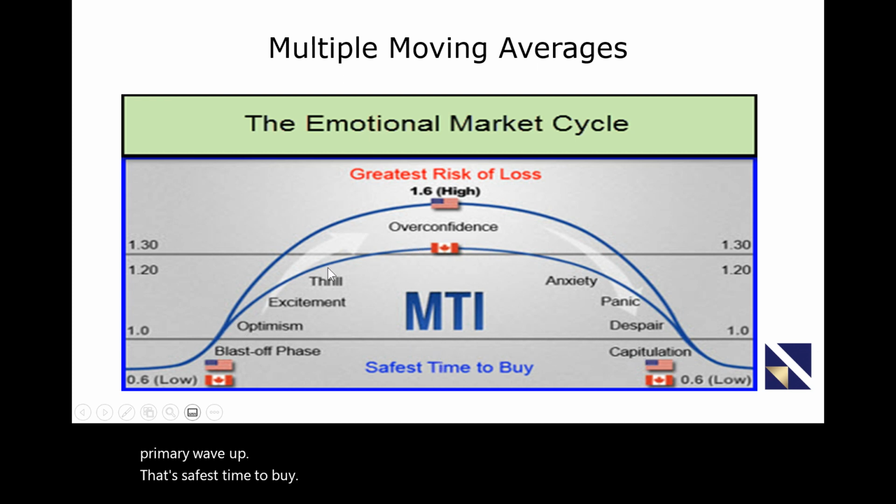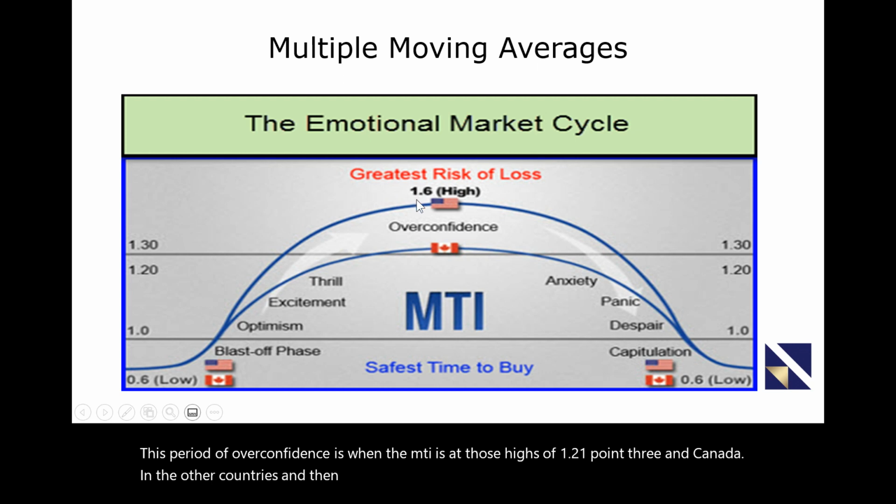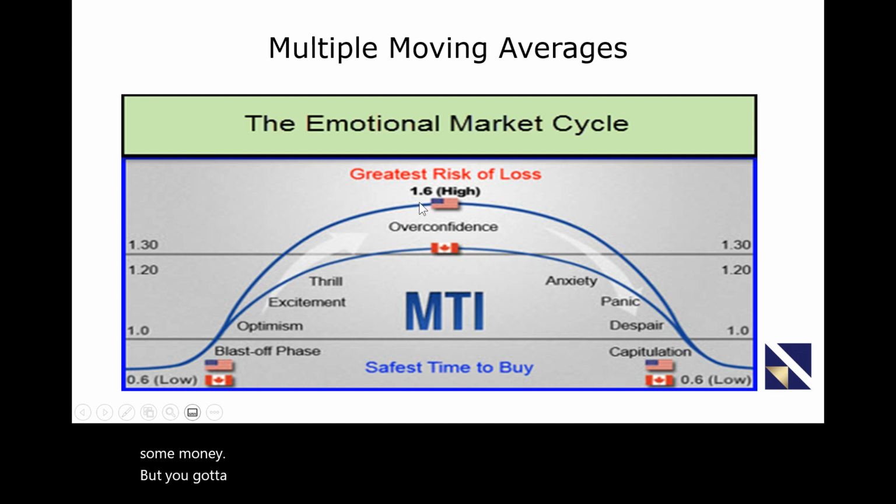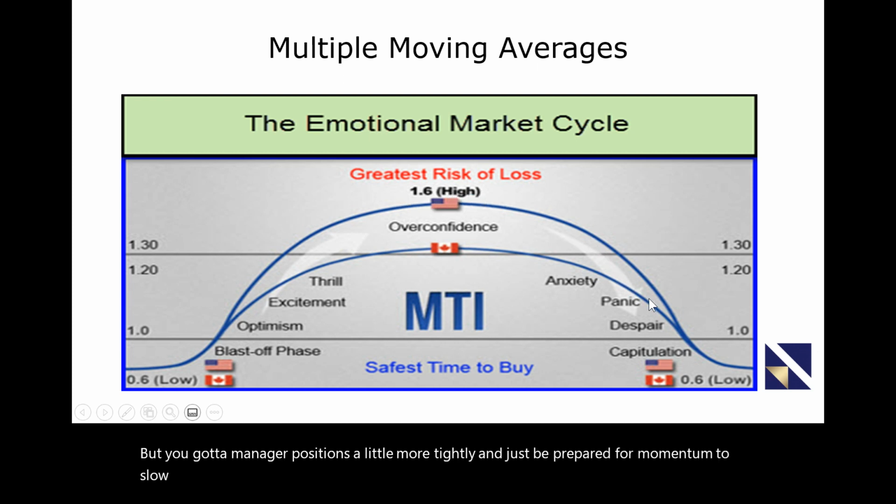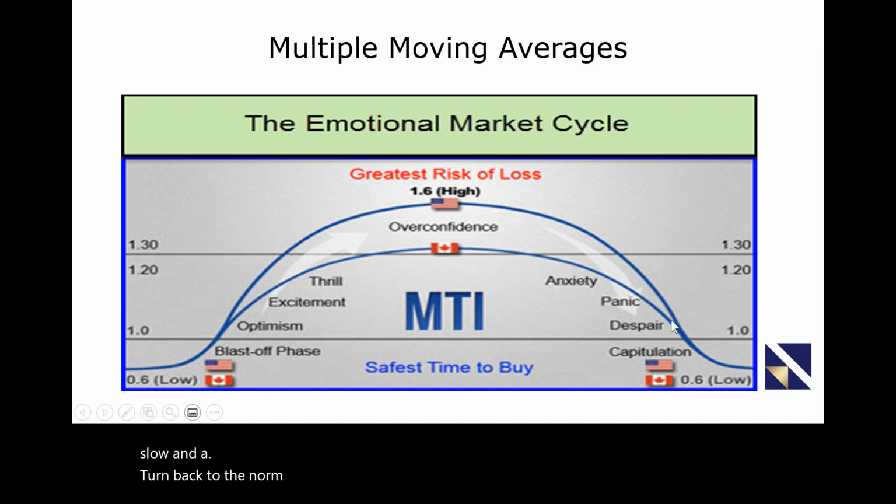This period of overconfidence is when the MTI is at those highs of 1.2, 1.3 in Canada and the other countries, and then in the US 1.5 and 1.6. You still can buy up there and still make some money, but you've got to manage your positions a little more tightly and just be prepared for momentum to slow and a return back to the norm at some point down here.